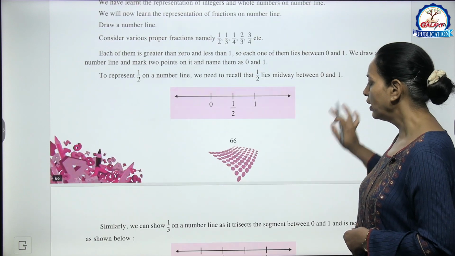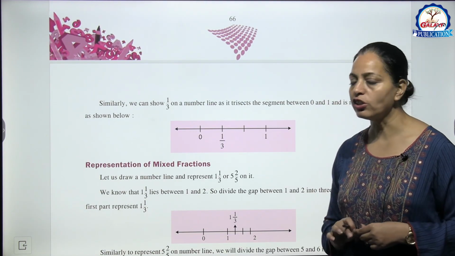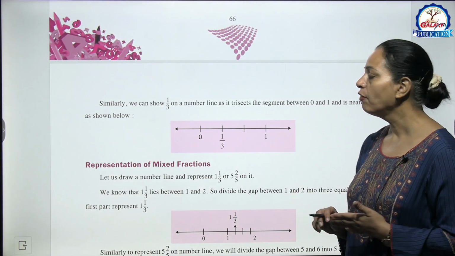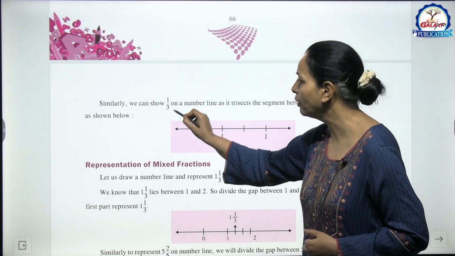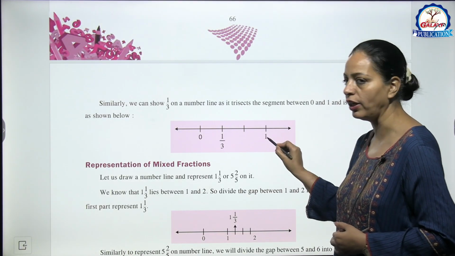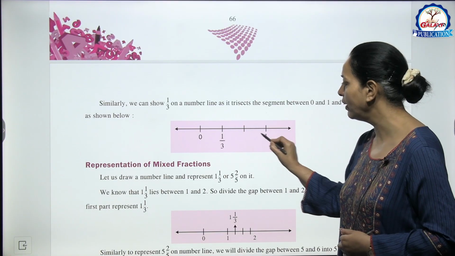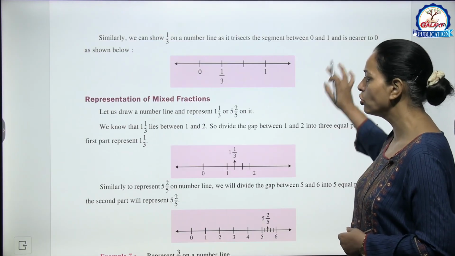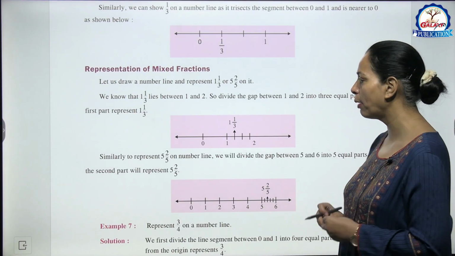Okay, so the next is, similarly we can show 1 by 3 on the number line. It is also between 0 and 1. फिर हम क्या करेंगे, denominator में 3 है, we will take 3 equal parts, 1, 2, 3. 1 by 3, 2 by 3, this is 3 by 3, that is 1. Okay, so similarly you can show any proper fraction on the number line.